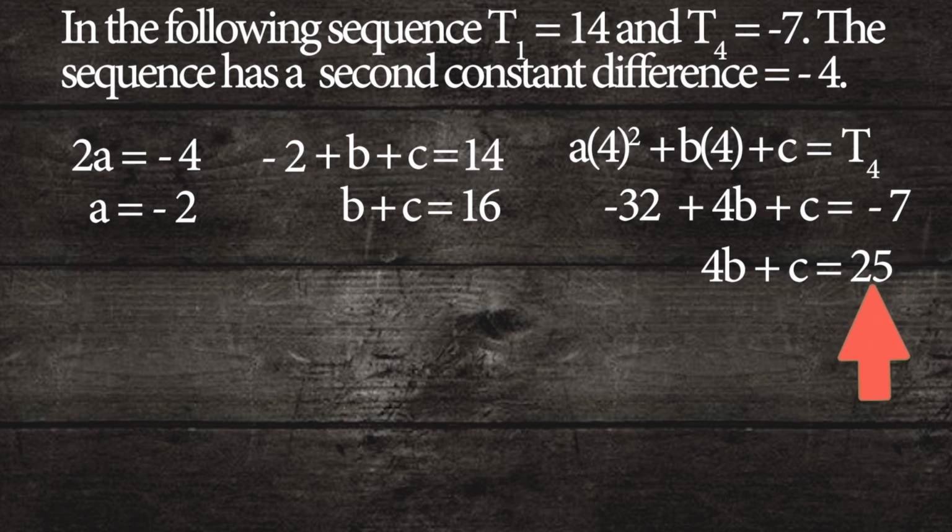Now, can you see what we have now? We've got simultaneous equations because both equations contain b's and c's. So now we are going to solve this by solving these two equations simultaneously.